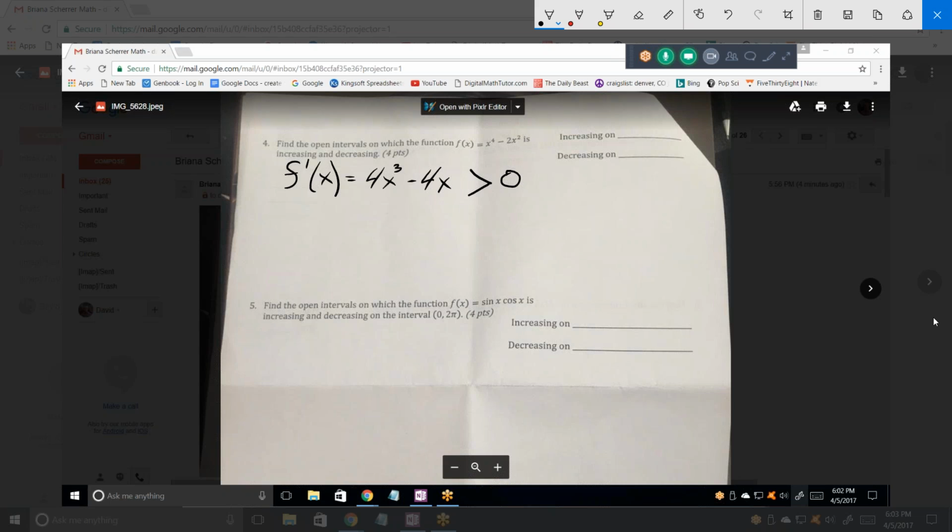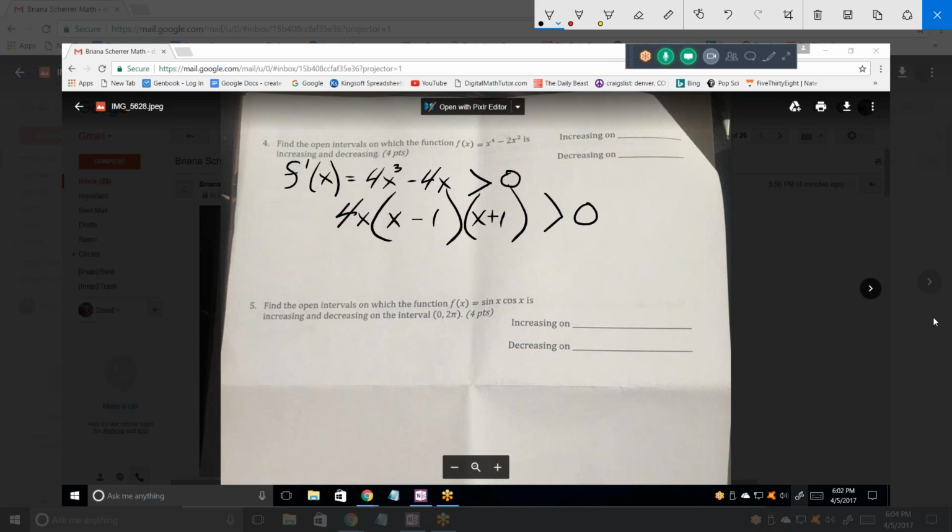Think factoring. We could factor out a 4x. Okay, so now I got 4x times x squared minus 1. And can I factor that more? No. Well, what about the x squared minus 1? That's difference of perfect squares. So that's x minus 1 times x plus 1. With me? In other words, you got to factor it fully all the way down. Okay? Now, how do we solve this problem?